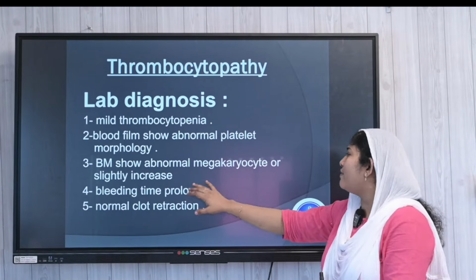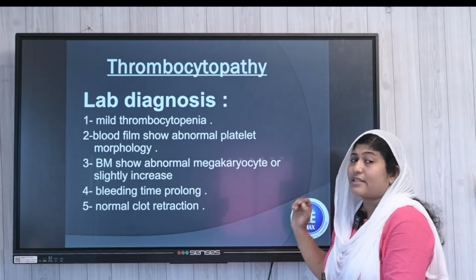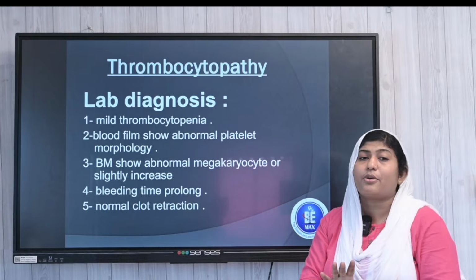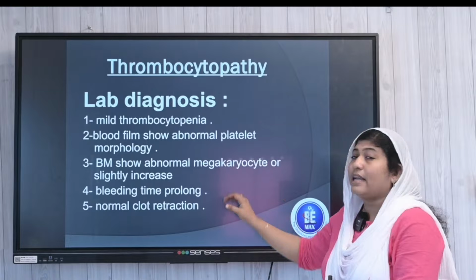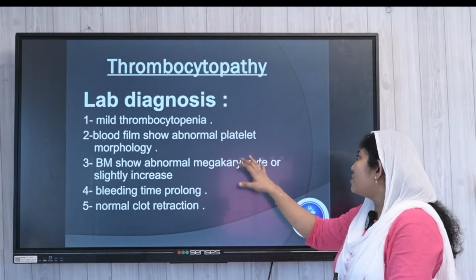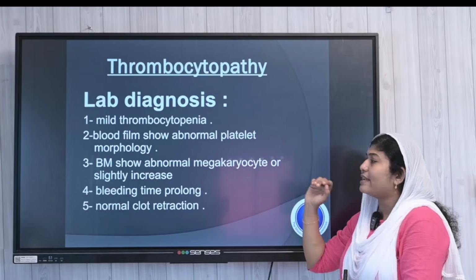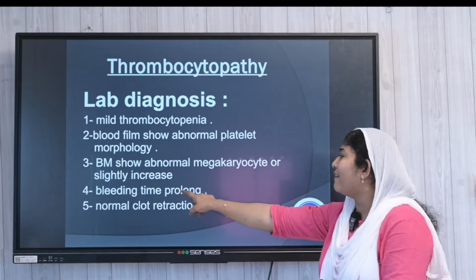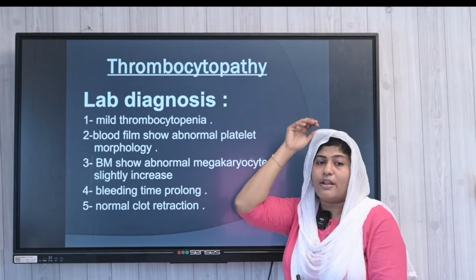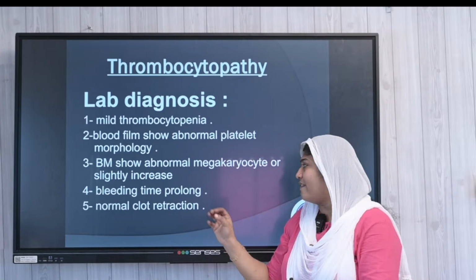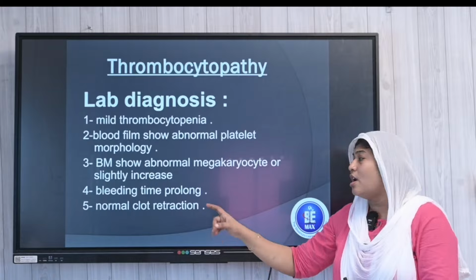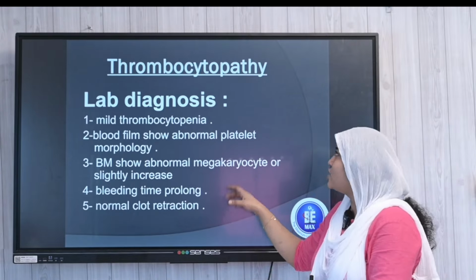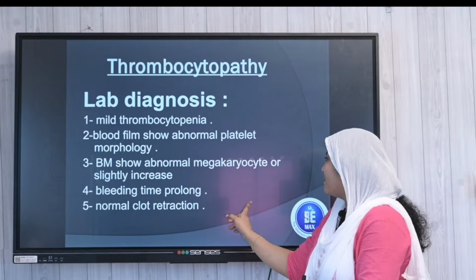The bone marrow will show abnormal megakaryocytes. You all know the bone marrow has the largest cell, the megakaryocyte, which releases platelets into the peripheral blood. In this problem, the megakaryocyte count will be abnormal or slightly increased, and the main complication is that our bleeding time is prolonged. When we check the bleeding time by Ivy's method or Duke's method, it will be prolonged, but the clotting time is normal and clot retraction occurs normally. These are the main findings associated with this type of qualitative problem.